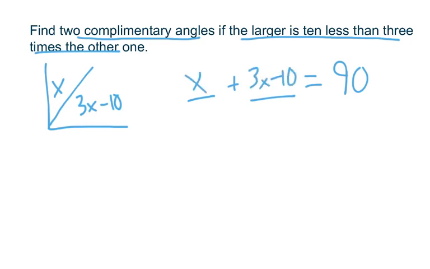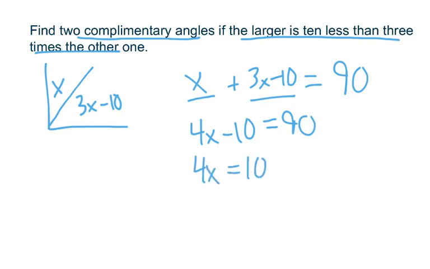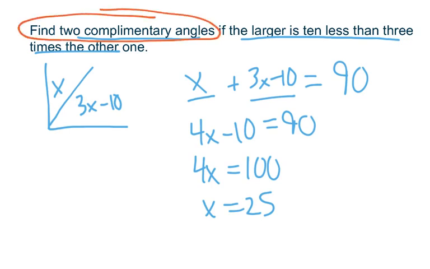Now I can combine them. 4x minus 10 is equal to 90 degrees. Add 10 to both sides. 4x equals 100. Divide by 4, x equals 25. Now remember, I'm not just solving for x here. There's some context. I need to find two complementary angles. One of them is 25 degrees.